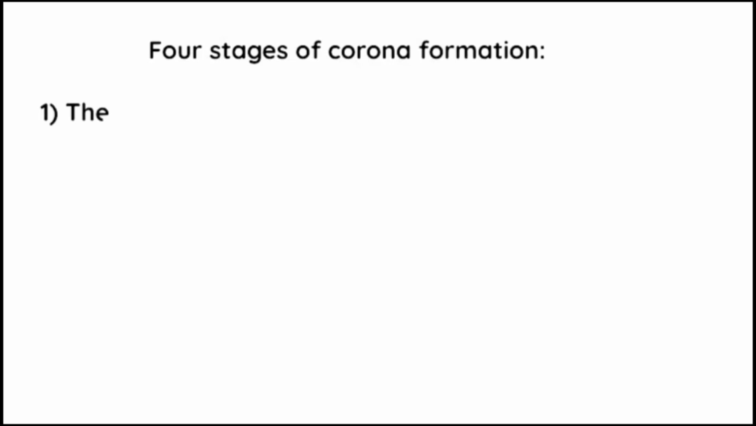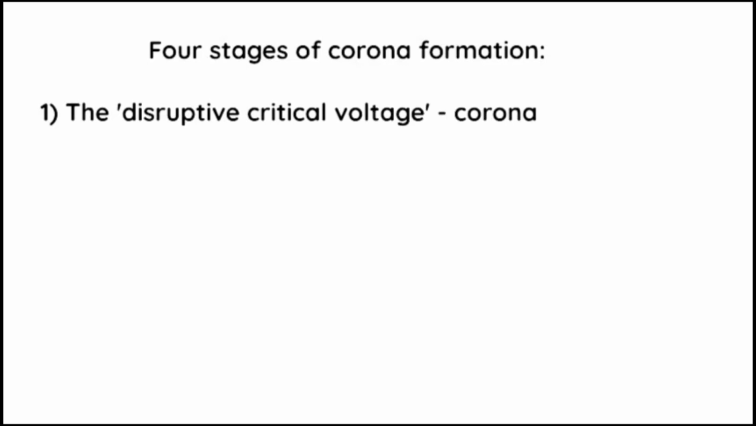The corona formation of a conductor can be categorized into 4 stages. When the voltage of the conductor is gradually increased, initially nothing will be observed. At a certain voltage a hissing noise is heard. This voltage is the disruptive critical voltage.